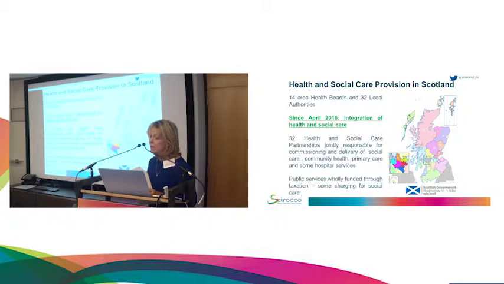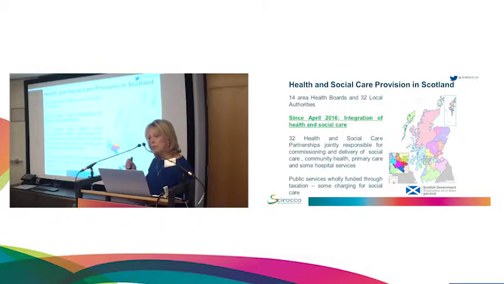So we still have 14 health boards and we have 32 local authorities, much bigger than your municipalities. But both the health boards and the local authorities devolve a whole range of services to our new integrated joint boards. So we've got 32 integrated joint boards across Scotland, varying in size from about 20,000, up in the islands in the northern part of Scotland, to Glasgow City, which is the biggest integrated joint board, with a population of about 600,000.